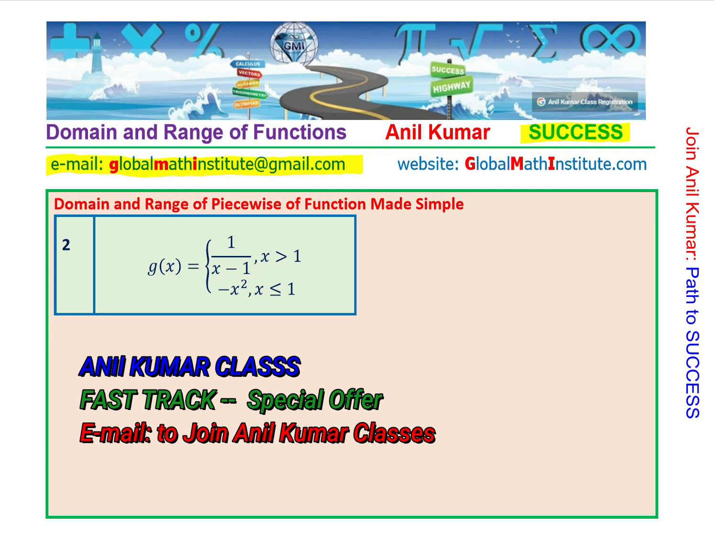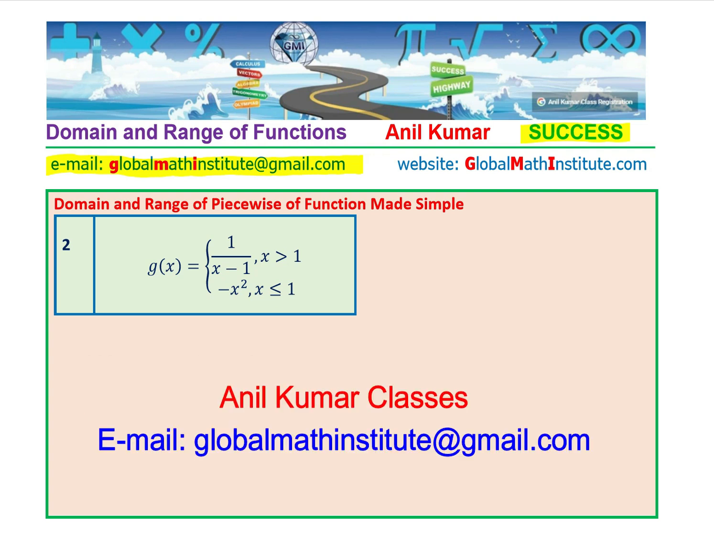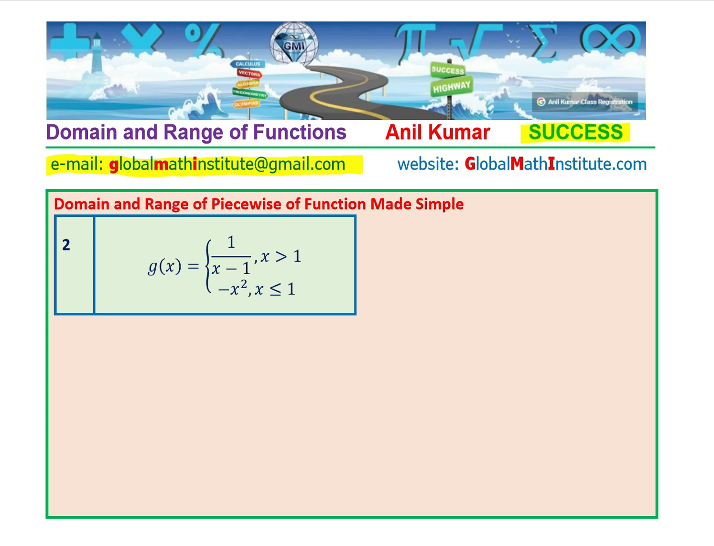So here is your second function, g of x equals 1 over x minus 1 when x is greater than 1, and is minus x squared when x is less than or equal to 1 this time. You get the idea. Perfect. So you have the concept. Let's make a framework here.